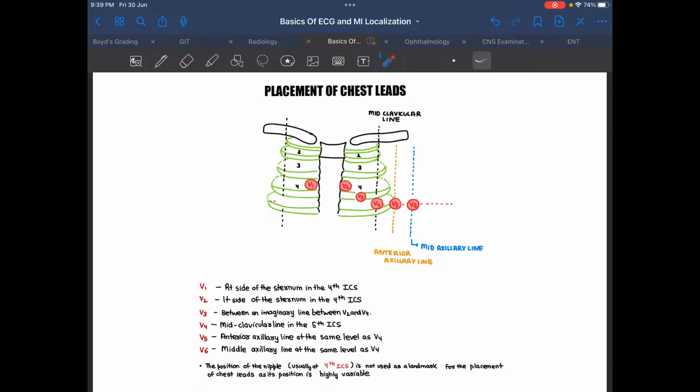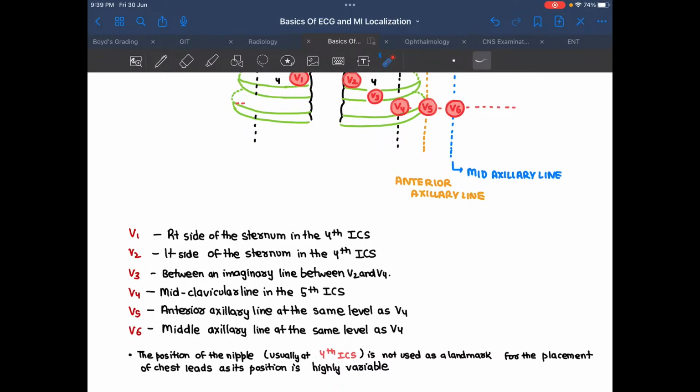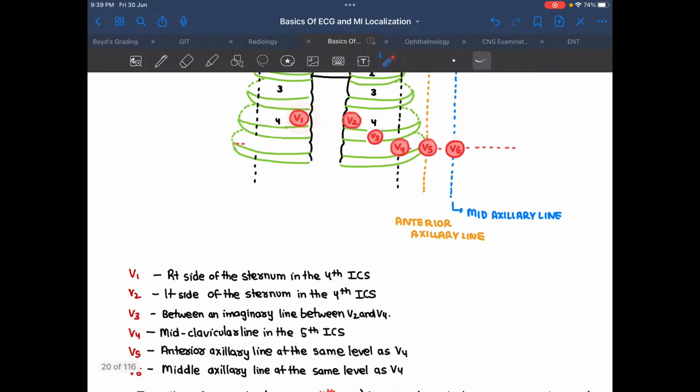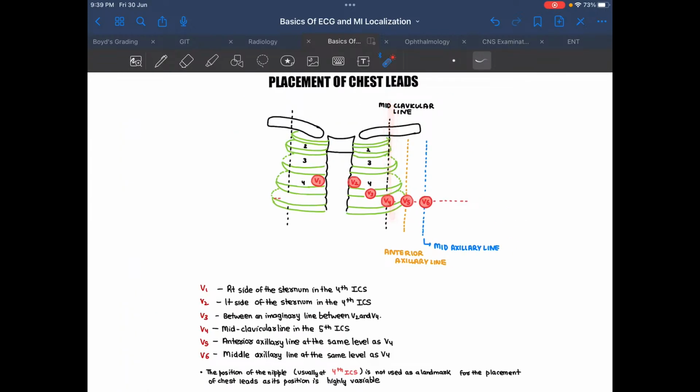Okay. So how do I place the chest leads? So let's just discuss that. So we have V1, that's in the fourth intercostal space on the right side of the sternum. We have V2, that's in the left side of the sternum, fourth intercostal space again. Now place V4. First V4 क्या है? Basically it's lying in the mid clavicular line, fifth intercostal space. ठीक है? Mid clavicular line में fifth intercostal space में हमारा V4 है. So V3 is going to lie between V2 and V4. ठीक है? V2 और V4 के बीच में your V3 is going to lie.